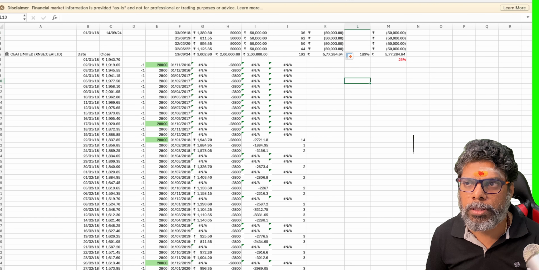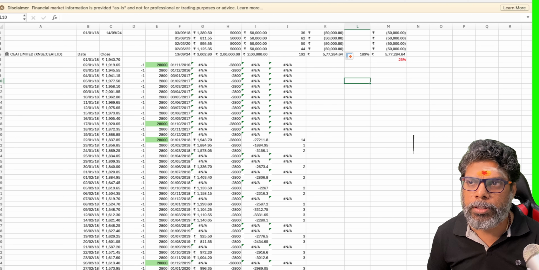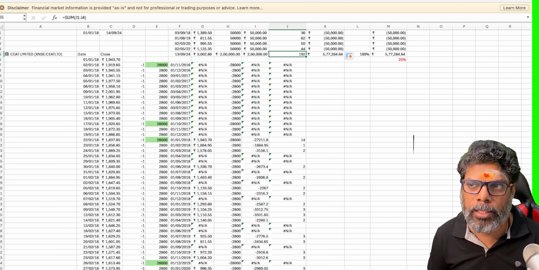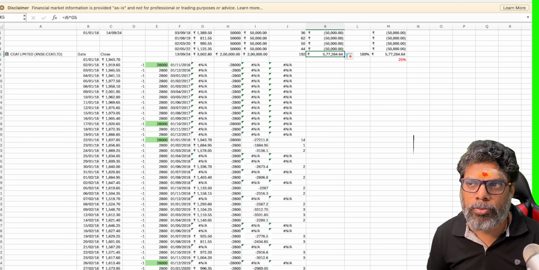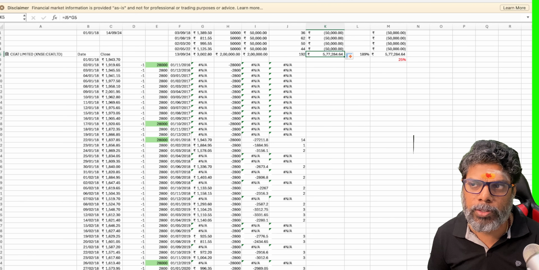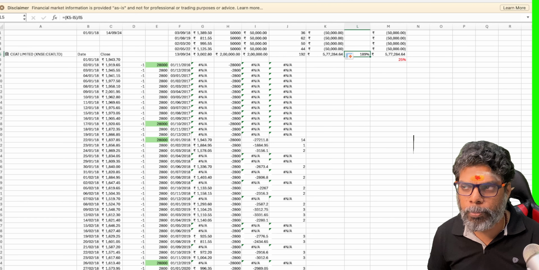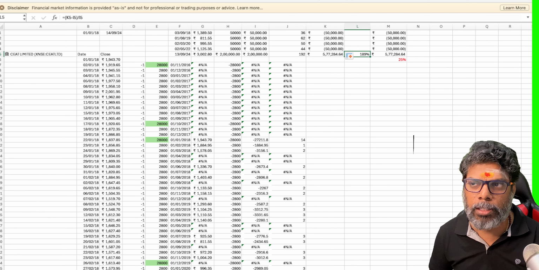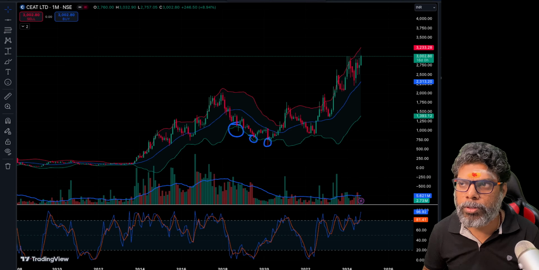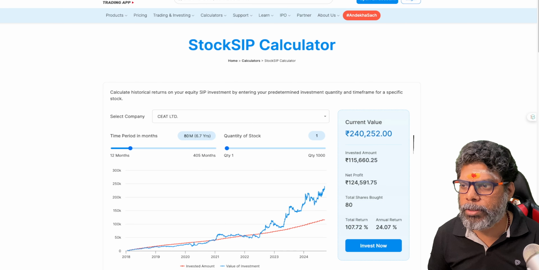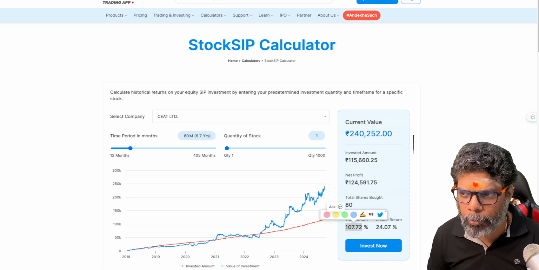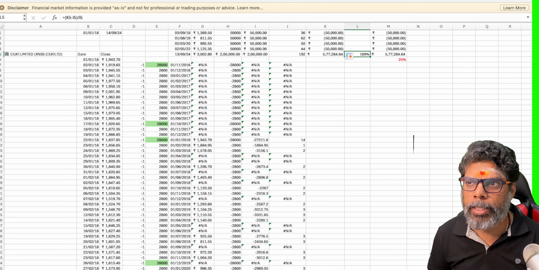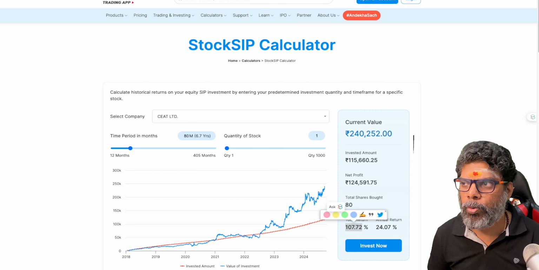So 50,000 I invested over here. If you see, I might now have 192 quantities. The current value is 5,77,000. I invested 2 lakh and it is 5,77,000, and the return is 189%. So I invested in a bulk. If I go and check here, my return in the SIP is 107%, whereas in my Excel, when I did a bulk investment, it was 189%. You see how drastic the difference is here.